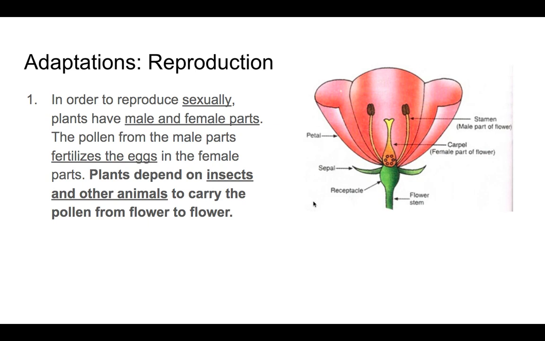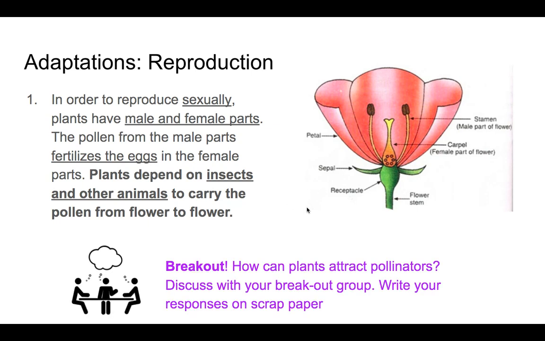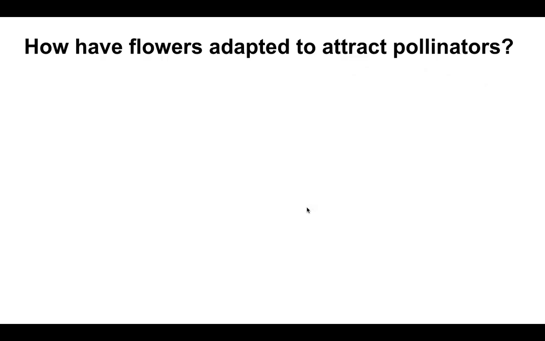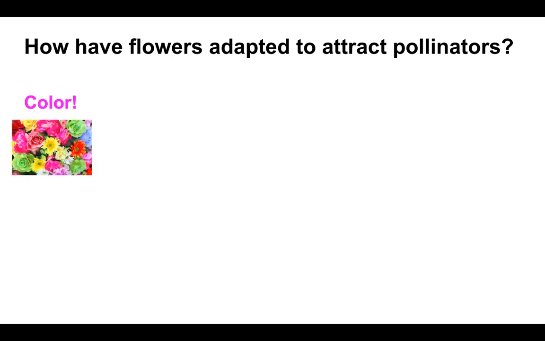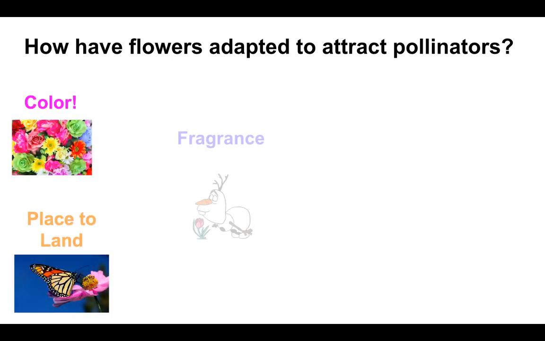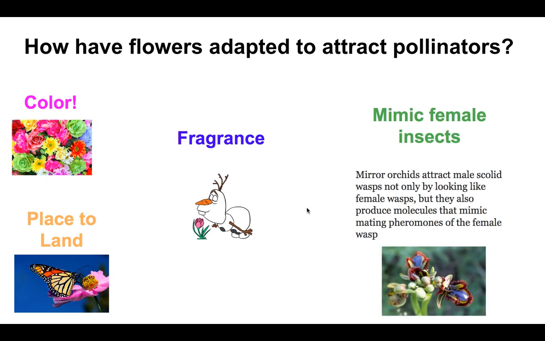Okay, but the trick is to try to get that pollen to a different plant. And the animals that do this are called pollinators. Plants have all different kinds of ways to attract pollinators to make them come visit them. One is color, one is a place to land, one is fragrance, and something that I left out is having something sweet and delicious to eat once they're there, called nectar, or they can mimic female insects.